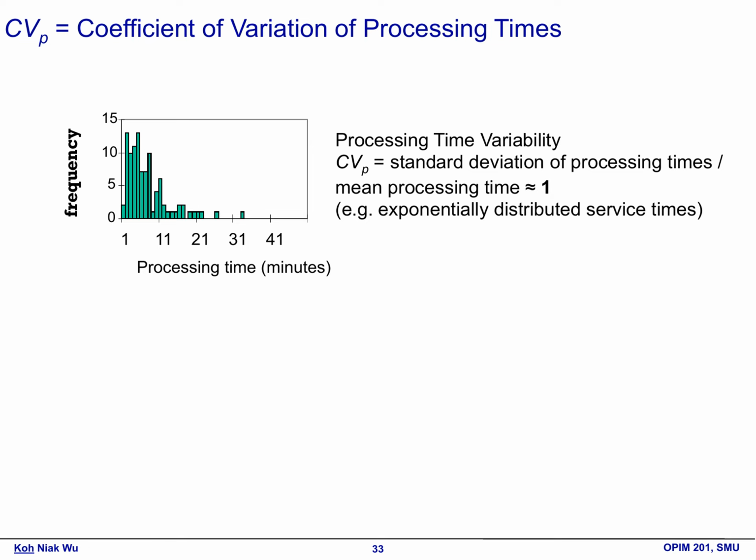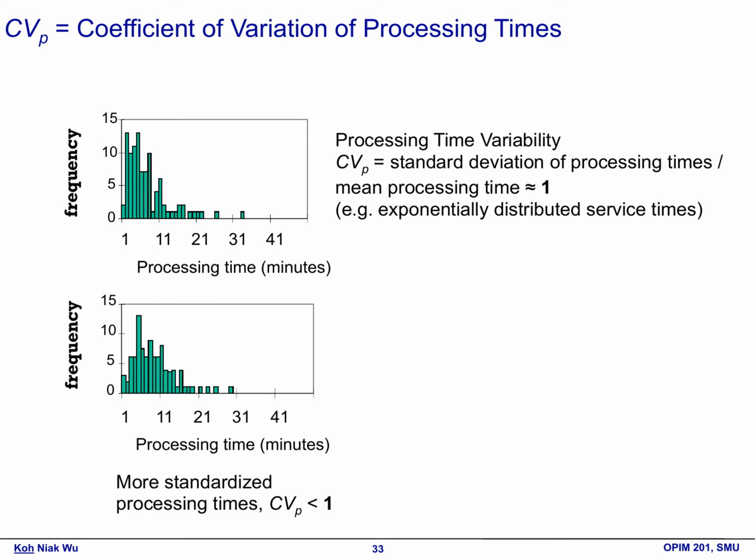The graph shows processing times that are relatively normal. The coefficient of variation, CVP, is close to 1. This means the times are fairly standard, and tasks are processed predictably. The bottom left graph features more consistent processing times. Here, CVP is less than 1. This indicates that the variability is low, and most tasks take a similar amount of time.